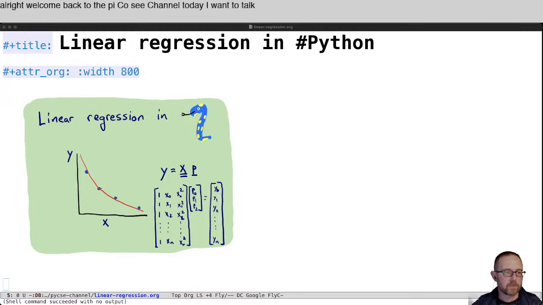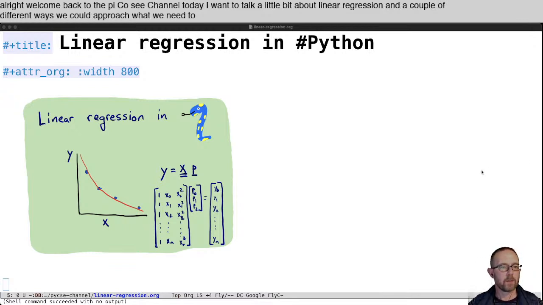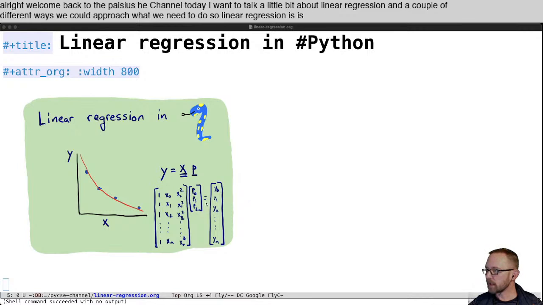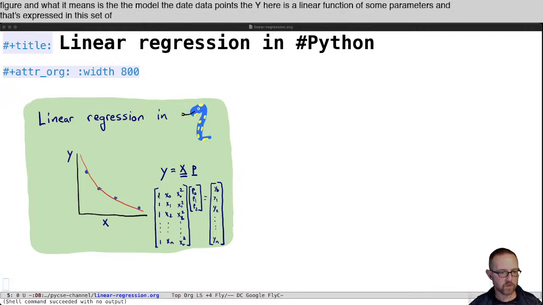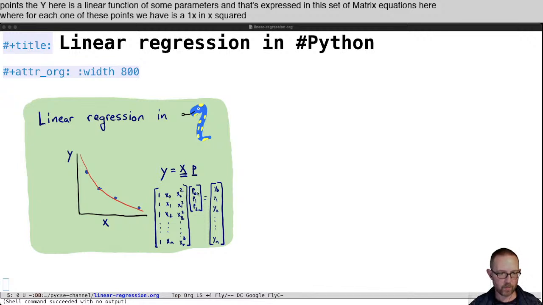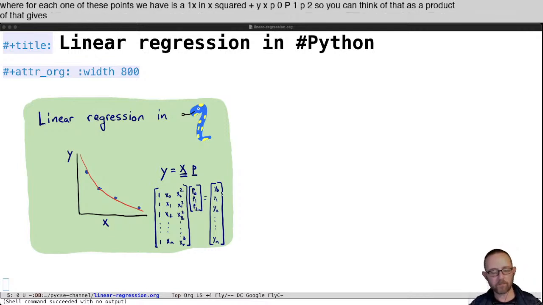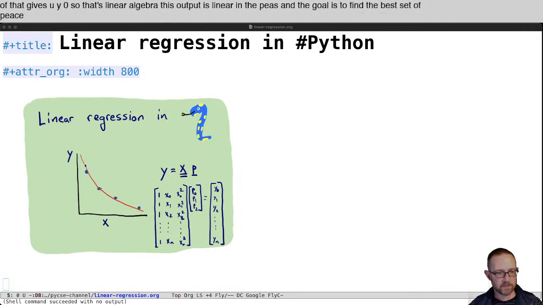Today I want to talk a little bit about linear regression and a couple of different ways we could approach what we need to do. So linear regression is shown schematically in this figure, and what it means is the model, the data points, the y here, is a linear function of some parameters. And that's expressed in this set of matrix equations here, where for each one of these points we have say 1, x, and x squared, and we multiply by p0, p1, p2. So you can think of that as a dot product, and that gives you y0. So that's linear algebra. This output is linear in the p's, and the goal is to find the best set of p's that minimize the error in our fit.